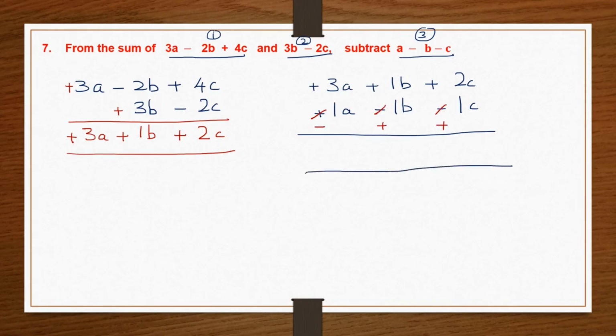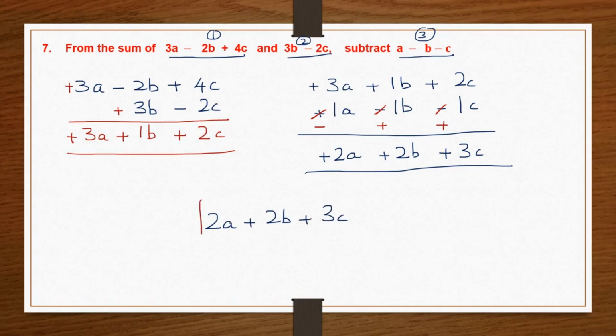Let's start with the A column. Plus 3 minus 1, signs are different. So subtract, 3 minus 1, 2a. Plus and plus, signs are same. Now add 1 plus 1, 2b. Plus and plus, signs are same. Put the same sign and add 2 plus 1, 3c. So our final answer is 2a plus 2b plus 3c. This is our final answer, 2a plus 2b plus 3c.